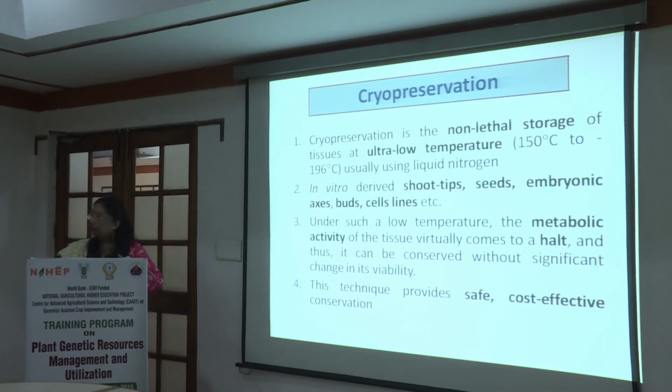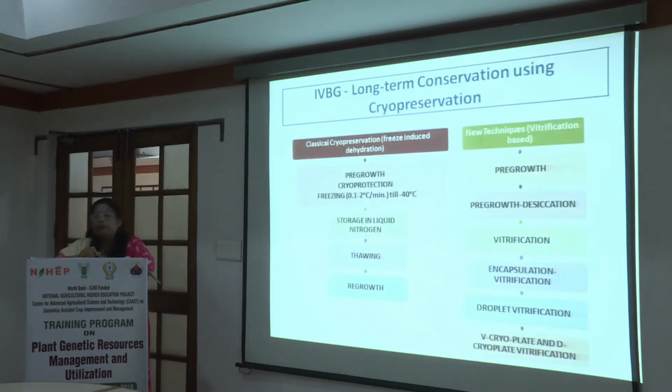Cryopreservation, as already told to you yesterday, is the non-lethal storage of tissues at ultra low temperatures. For in vitro gene bank, we use typically shoot tips, sometimes seeds, embryos, embryonic axis and cell lines for their cryopreservation. The technique is safe, cost effective, but it is highly skill driven.